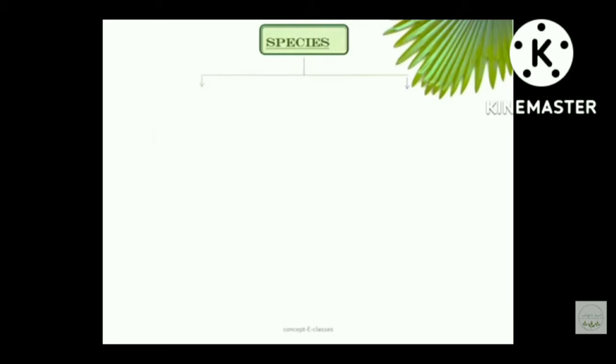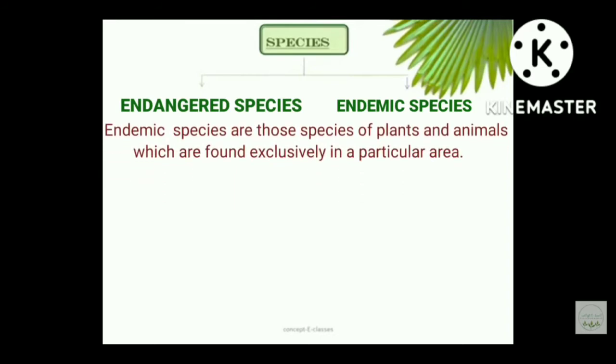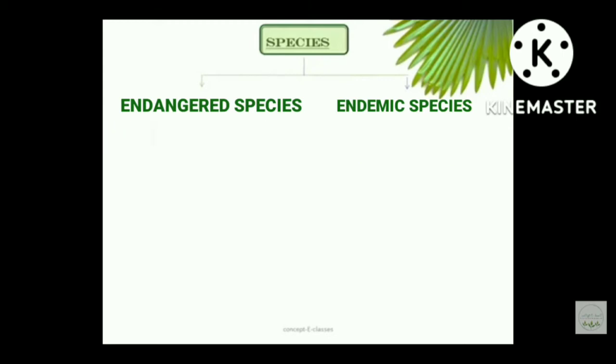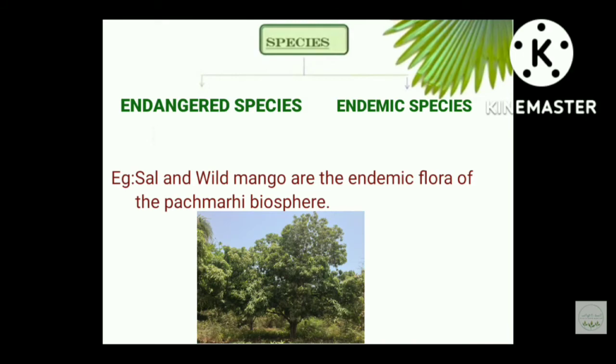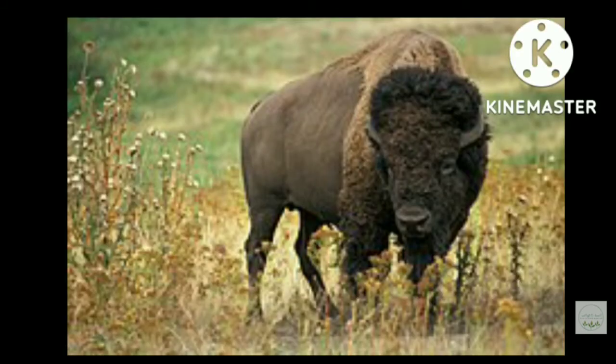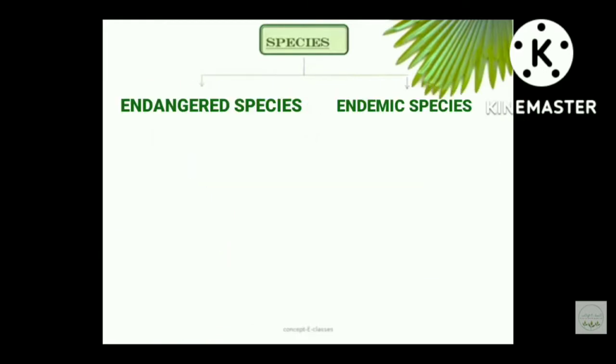Species can be classified into two types, endemic species and endangered species. Endemic species are those species of plants and animals which are found exclusively in a particular area. They are not naturally found anywhere else. A particular type of animal or plant may be endemic to a zone or a state or a country. The sal and wild mango are the endemic flora of the Pachmarhi Biosphere Reserve, and bison, Indian giant squirrel, flying squirrel are the endemic fauna of the Pachmarhi Biosphere Reserve.